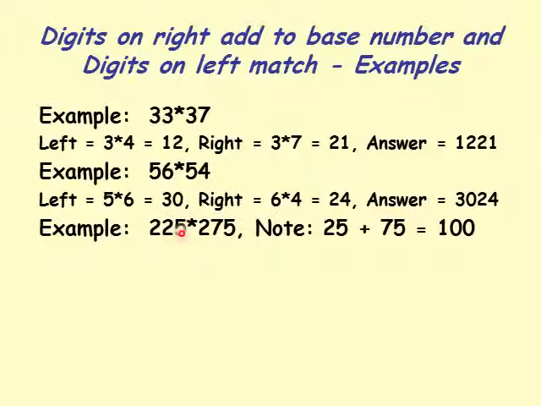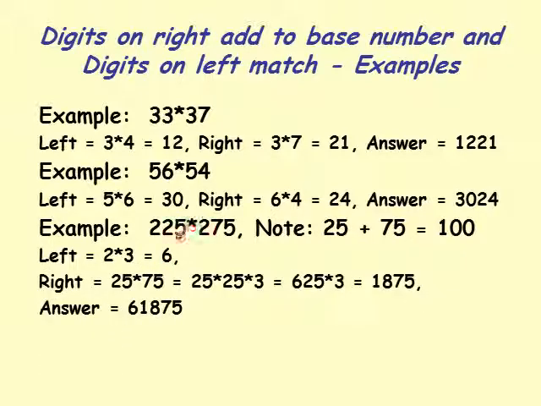Example, 225 times 275. Here, the two digits on the right, 25 and 75, add to 100, which is the base number. Okay, so on the left is 2 times 3 equals 6. Right is 25 times 75, which is equal to 25 times 25 times 3. And 25 times 25 is 625. We just did it recently. And times 3: 3 times 6 is 18, and 3 times 25 is 75, so 1875. So 6 on the left and 1875 on the right. So the answer is 61875.